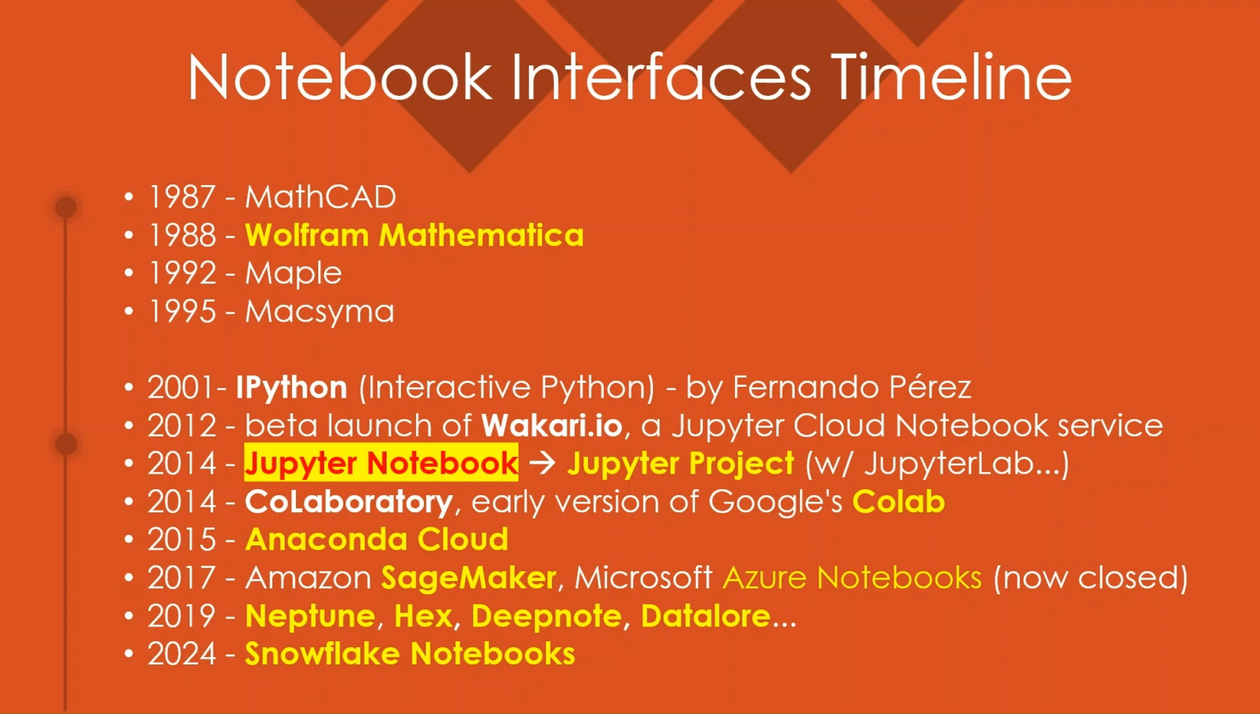And by 2015, Anaconda came up with Anaconda Cloud. Anaconda is a company that came up first with a package manager called Conda. It's still very popular, a better alternative in many cases to pip. By 2017, I was mentioning Amazon, Amazon came up with Amazon SageMaker, and today they still expose the free version called Studio Lab.